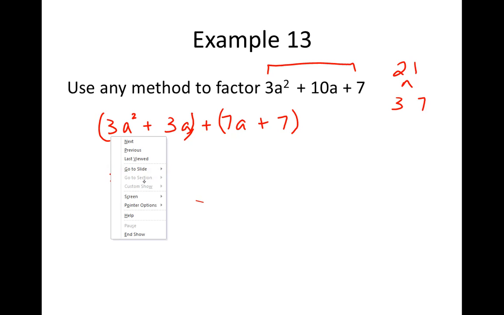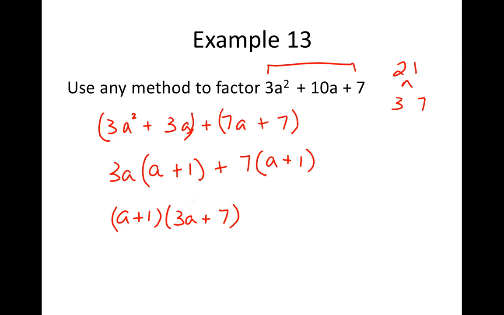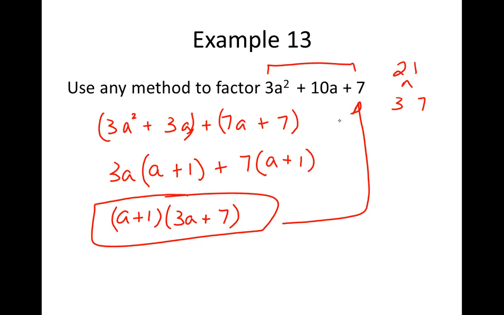Pull out my 3a. I'm left with a plus 1, plus, let's pull out my 7, a plus 1. I've got a common factor of a plus 1 I can pull out, so a plus 1, and I'm left with 3a plus 7. There we go. Multiply that back out, and we should get our original expression.